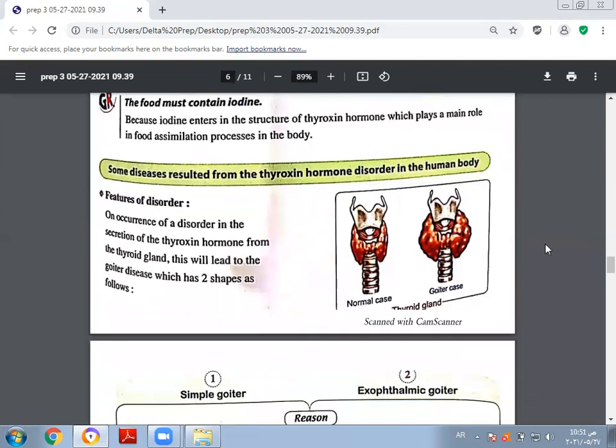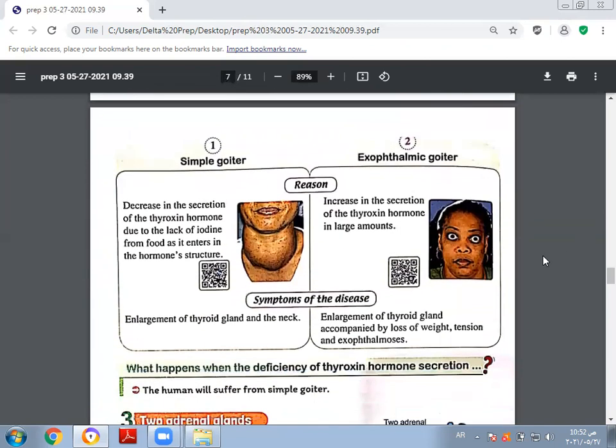There are some diseases resulting from thyroxine hormone disorder in the human body. Once a disorder occurs in the secretion of thyroxine hormone from the thyroid gland, this will lead to goiter disease, which has two shapes as follows. We have two shapes of goiter. The first one is simple goiter, and the second one is exophthalmic goiter.